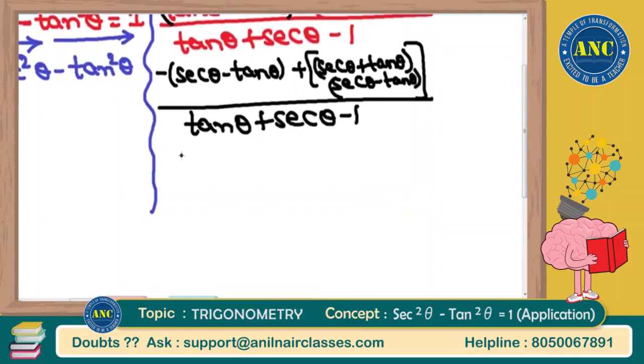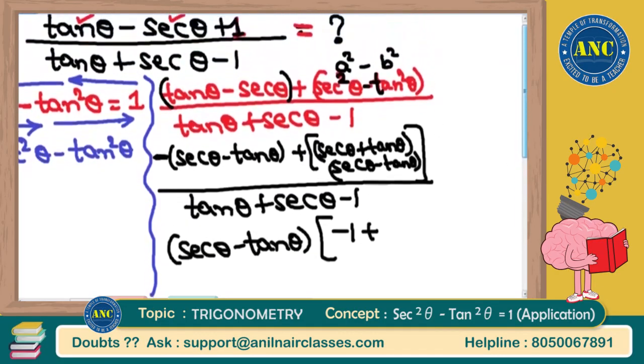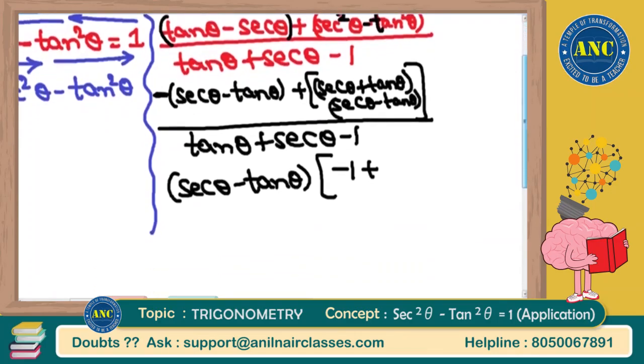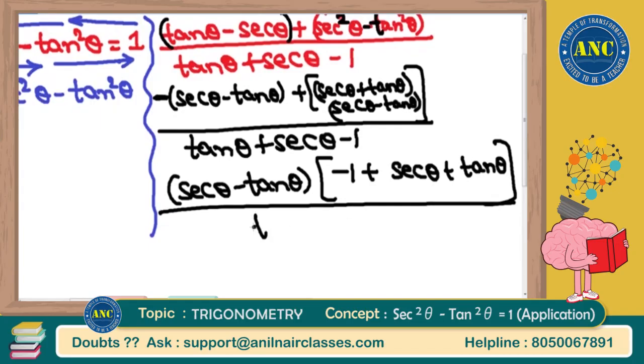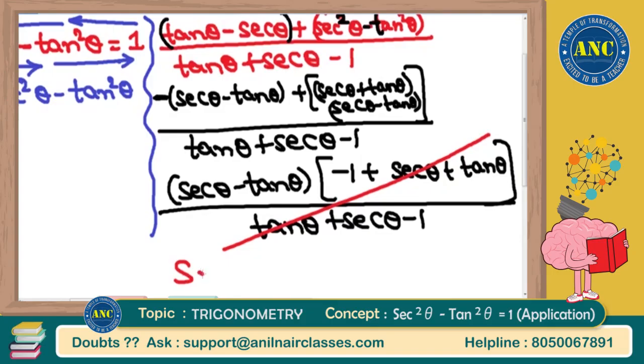Directly, if you are a little smart, take a common factor in the 2 terms as secant theta minus tan theta. If I take it common, in the first term I am left with minus 1. In the second term I am left with, secant minus tan is taken out, remaining is secant plus tan. Divided by tan theta plus secant theta minus 1. The advantage of this is that this and this are both the same, so they cancel. The answer finally is secant theta minus tan theta.